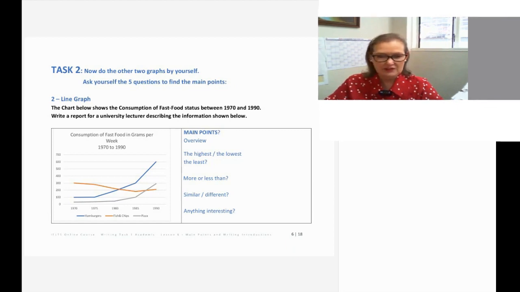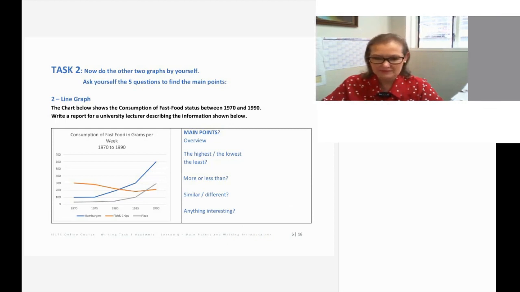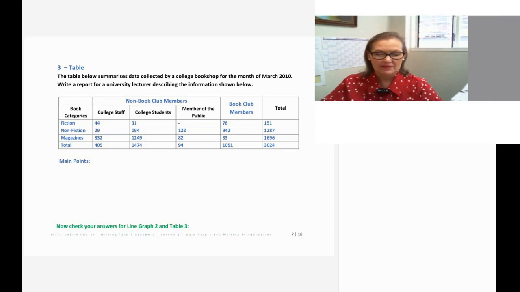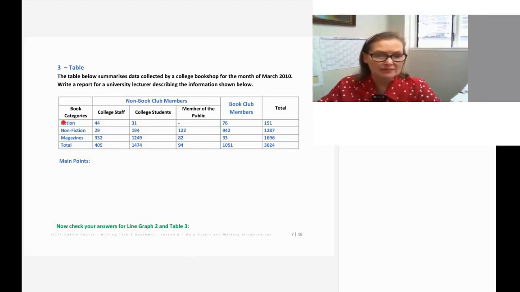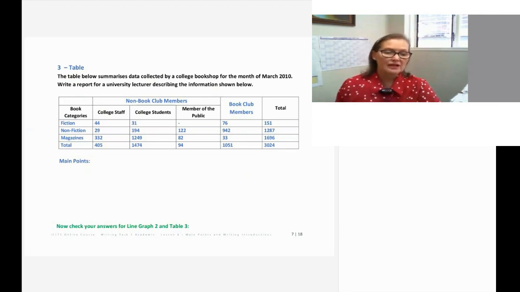And let's have a look at the next one. And now we're having a look at a table, and once again, just have a look at the instruction, and once again, practice pulling out the main points. This time, you can imagine them for yourself.